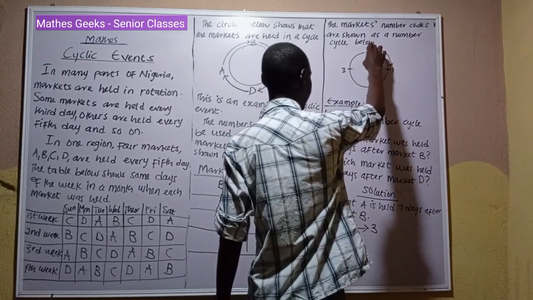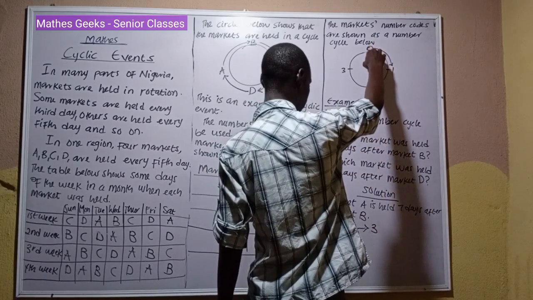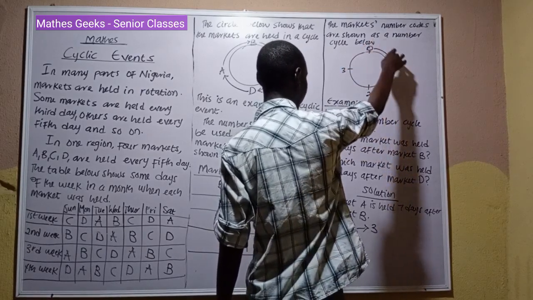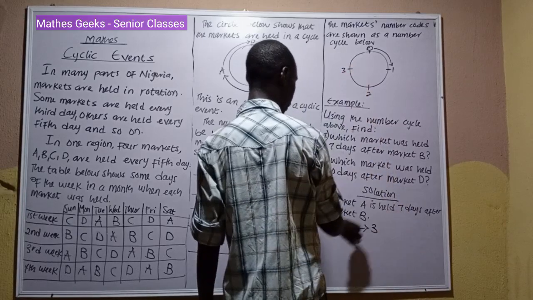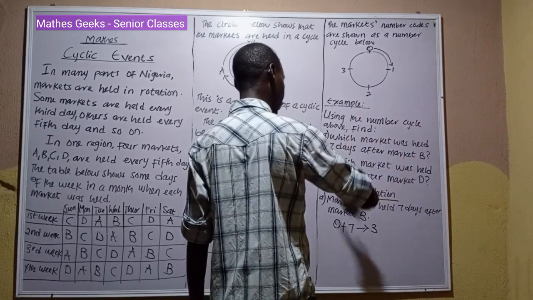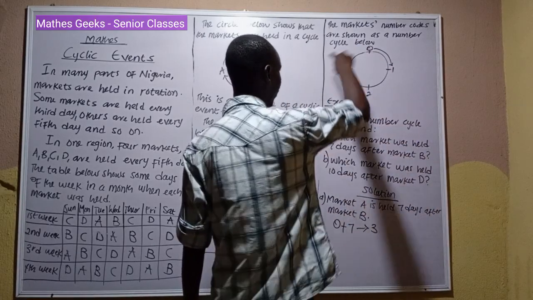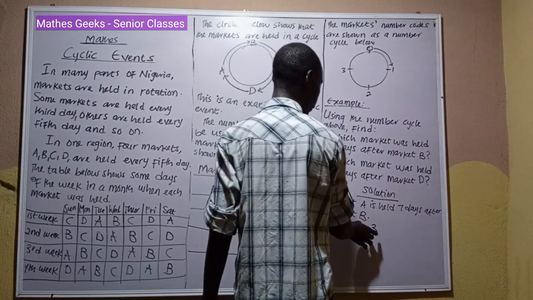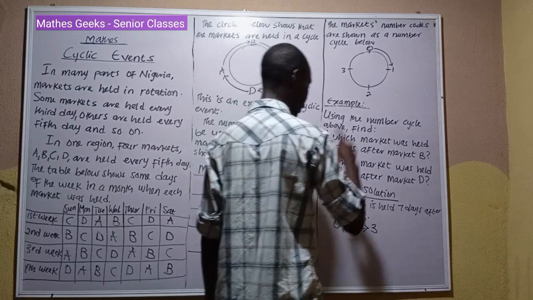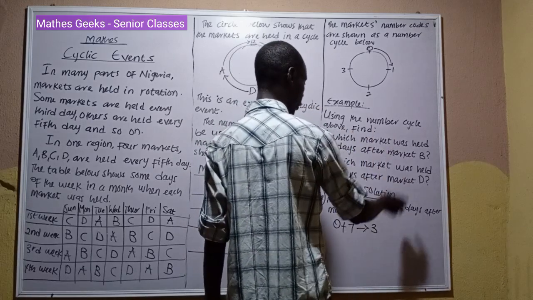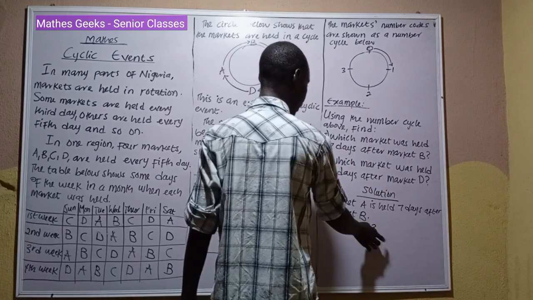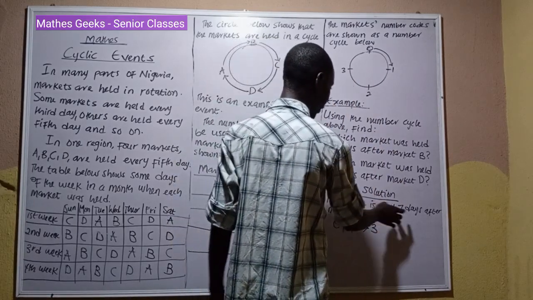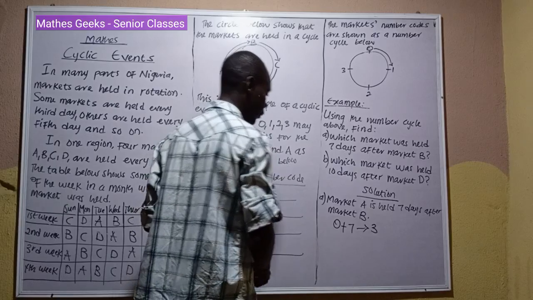So if you start at 0, which is market B, 7 days after market B would be 1, 2, 3, 4, 5, 6, 7. So that's what plus 7 means: a forward movement, or in the clockwise direction, make a clockwise movement 7 times. So the 7th turn is going to be 3, and 3 stands for the code E, so market E is held 7 days after market B.